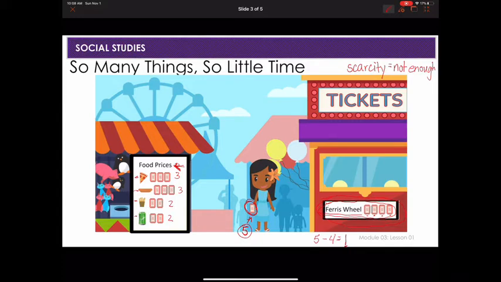Okay, so remember that Lily got these tickets because her dad gave her money for these tickets, right? Well, why did her dad not give her more money so that she could buy more tickets? Do you have any ideas? Maybe it's because her dad needed to use that money for other expenses.